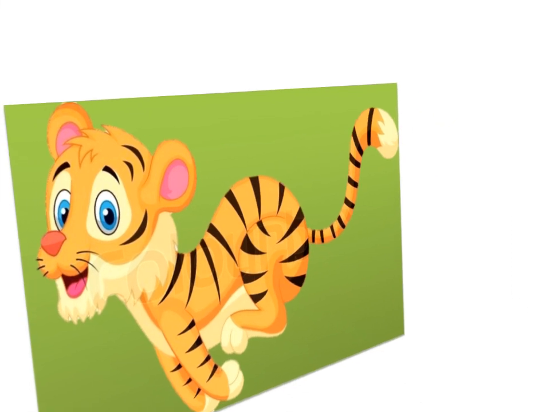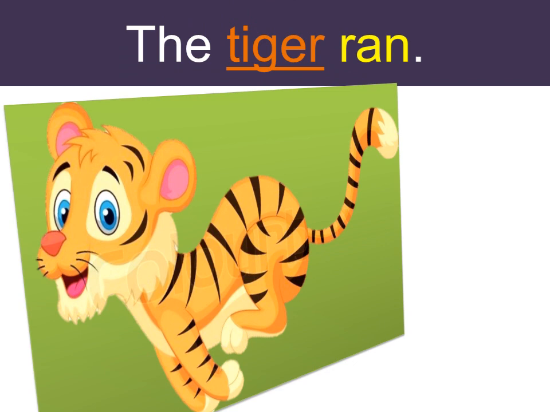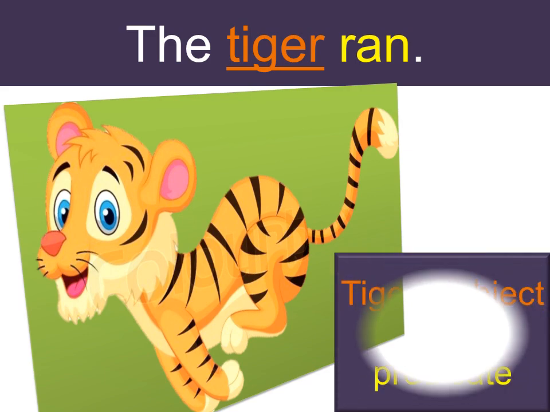Let us look at another example. The tiger ran. The tiger is the subject of the sentence because the sentence is telling something about that tiger. And what is it telling? It says that the tiger ran. So in this example, the subject is tiger and the predicate is ran.